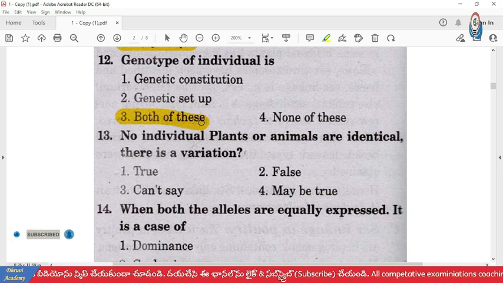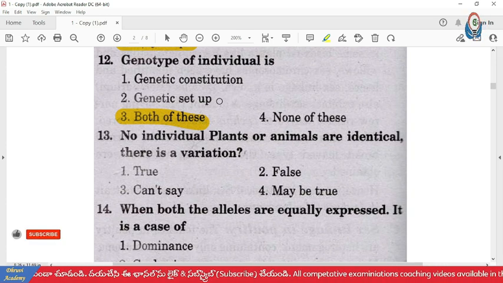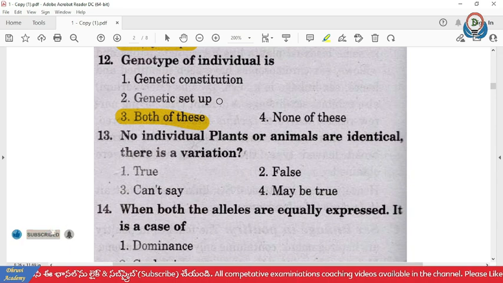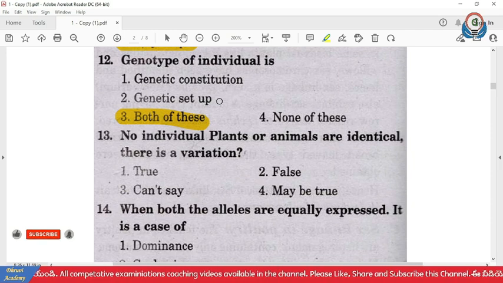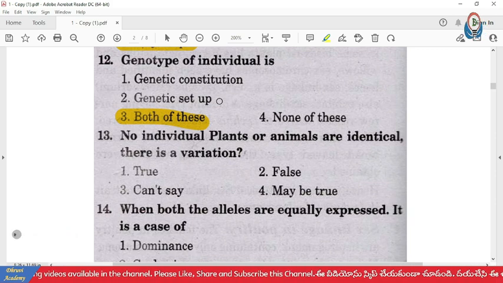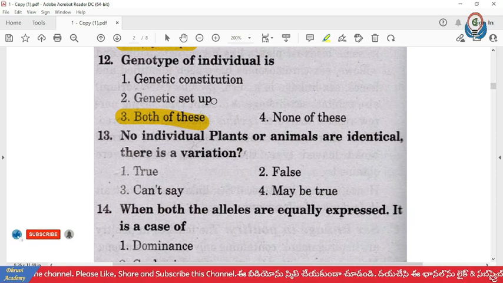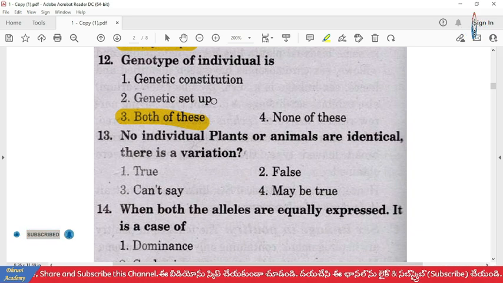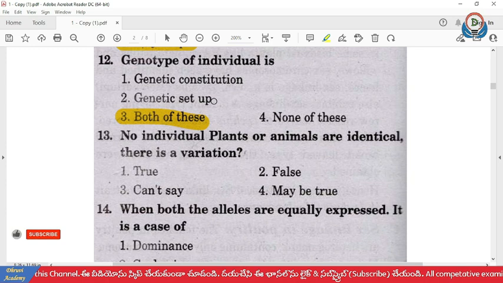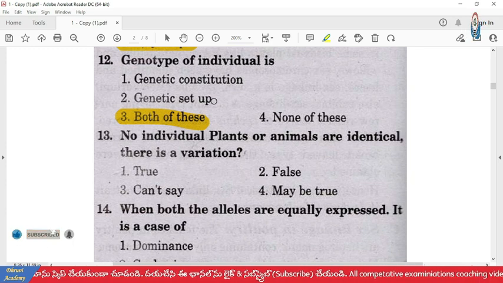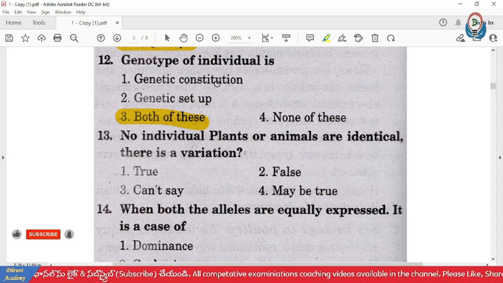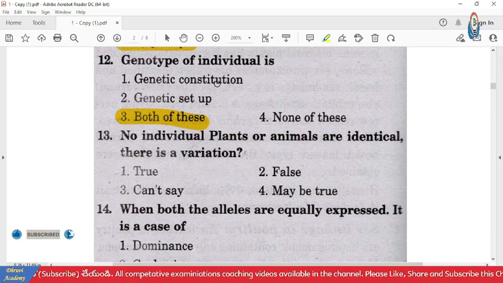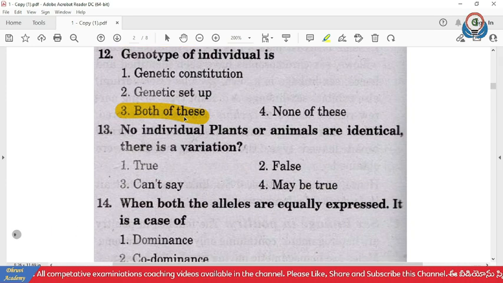ఏంటంటే genetic constitution అంటే the study of genes and how they are passed from one generation to another, next generation కి pass చేస్తారు కదా, that is called a genetic constitution అంటాం. Next, genetic setup అంటే it's a genome, a complete set of genetic information in organisms. దాన్ని genetic setup అని అంటాం. Both are right. Third one is the correct answer.